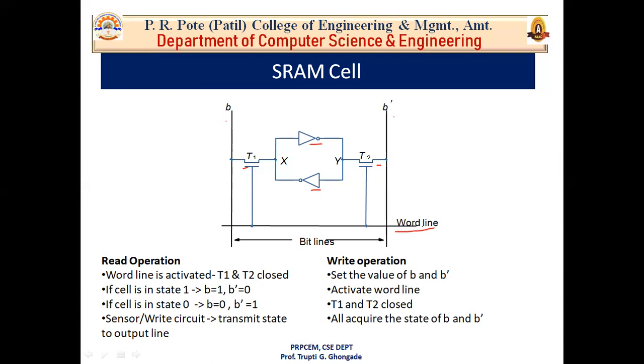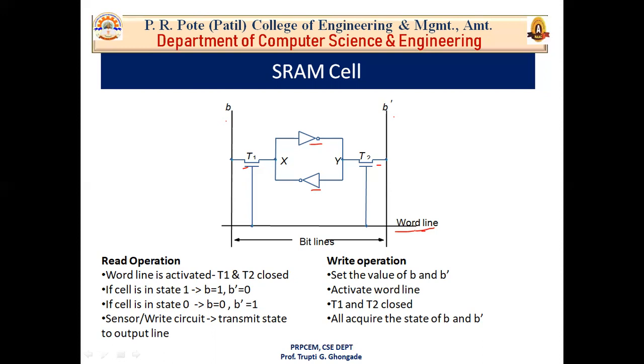Whenever the word line is at ground level, these two transistors are turned off, so the latch will retain its state. Now let's see how the read and write operations are performed. So how does the read operation happen?